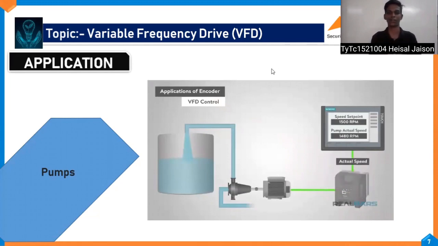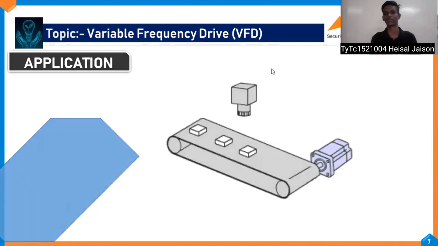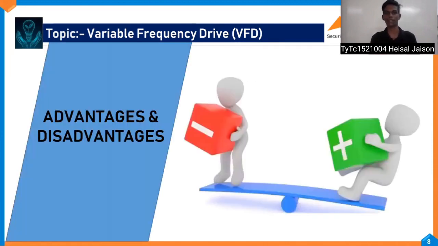Then we can go on to the advantages and disadvantages of VFDs. For every product there will be advantages and disadvantages. So let's talk about this one.